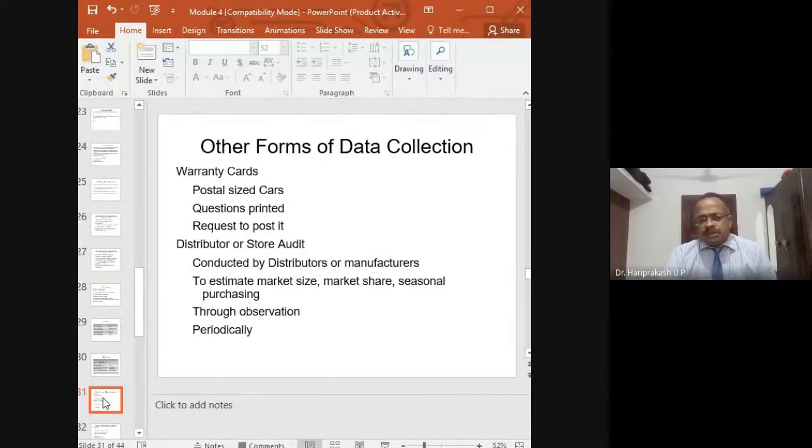I have not seen any warranty cards used as a data collection instrument here. So in India, it may not be that common, but it is there. So those tools are there.